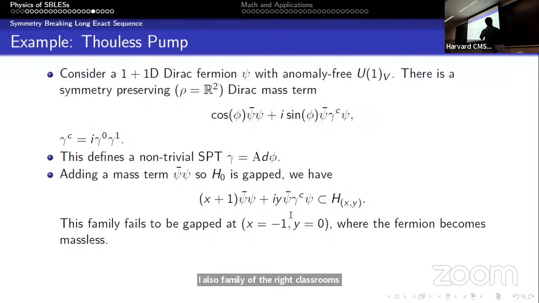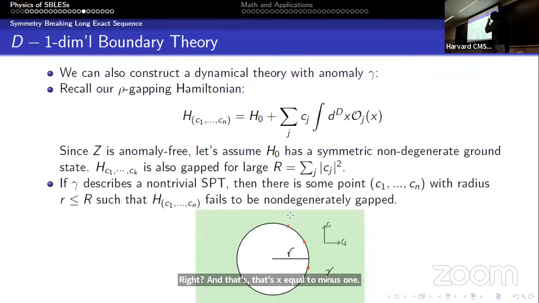So when is the system not gapped? Well, this term better be zero, and this term also better be zero, for it to have zero mass. And that happens at x equal to -1, y equal to zero. So at the origin it's gapped, very far away it's gapped, and at this single point it becomes gapless. There has to be a gapless point somewhere because this gamma is non-trivial. You cannot just smoothly go from a trivial one entirely to a non-trivial one.